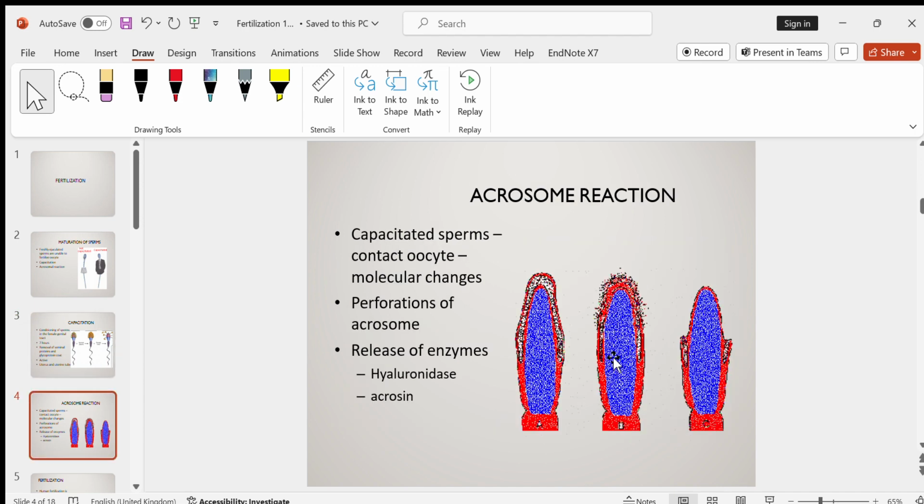Next is the process of acrosomal reaction. Once a sperm is capacitated, it undergoes the acrosomal reaction. The capacitated sperm contacts the oocyte, and a few molecular changes occur. The oocyte has integrins which bind with disintegrins on the sperm. It leads to the release of enzymes, hyaluronidase and acrosin.